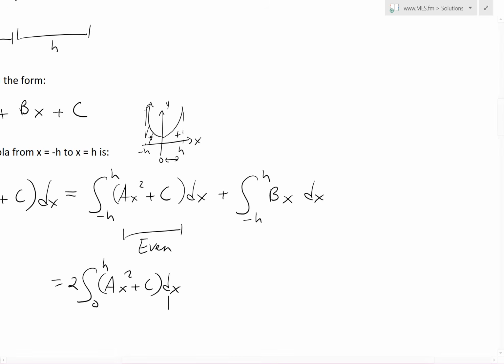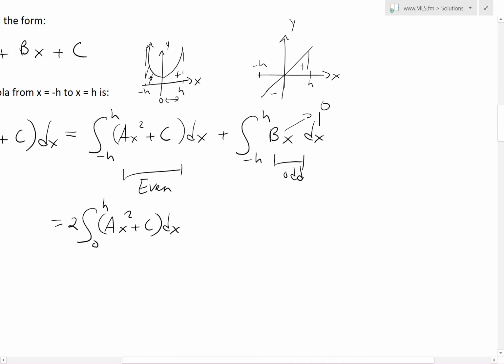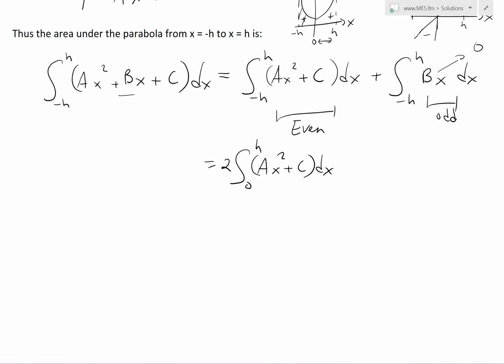Now this one right here is an odd function. The reason is this x value: if you put in h, it becomes bh, and if you put in negative h, it becomes negative bh. So the graph looks something like this, with y and x. We have a plus and then a minus. If you're taking the area, which is the net difference, from negative h to h, these cancel out, so this goes to 0. This is all we're left with, which is our area.